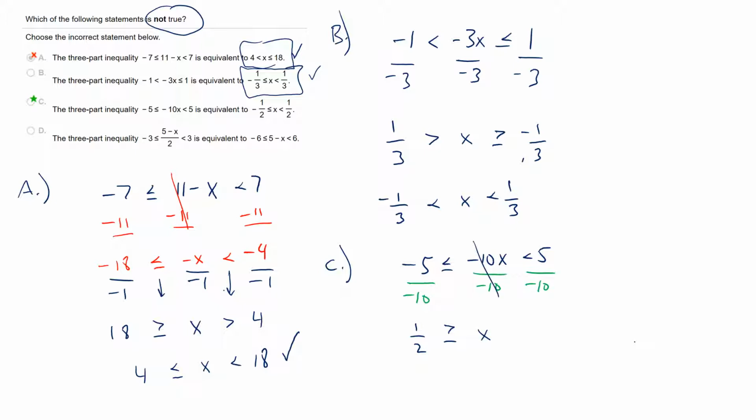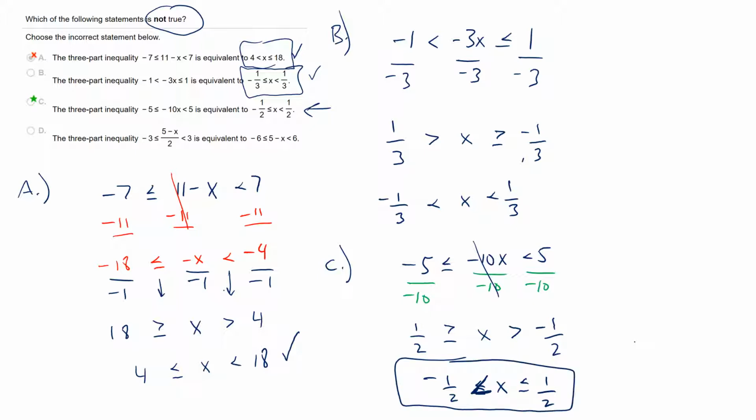The -10's cancel. And 5 over -10 would reduce to -1/2. And once again, I'm flipping it around. And this should just be a less than sign. Looking at what they have, what we have here does not quite match what they have. It looks like the signs are off.